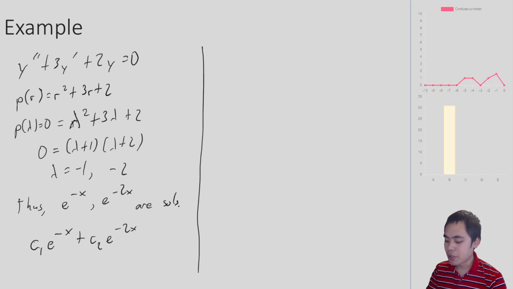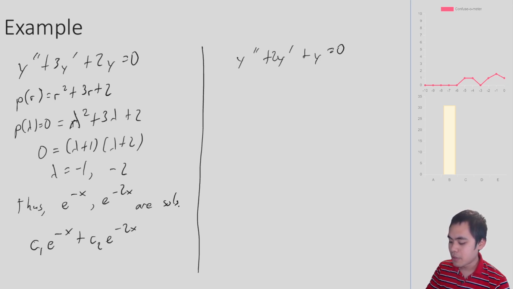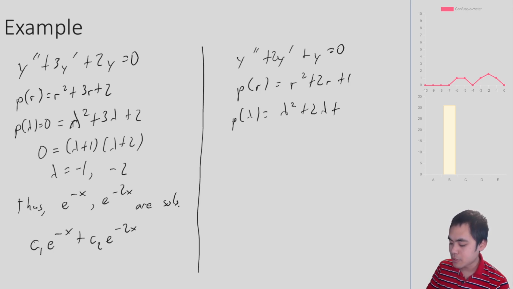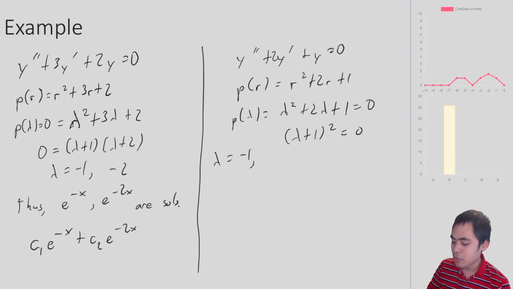Okay, let's do another one. Let's say we had y double prime plus 2y prime plus y is equal to 0. Well, then p of r is going to be equal to r squared plus 2r plus 1. So p of lambda is going to be equal to lambda squared plus 2 lambda plus 1 is equal to 0. And therefore, (lambda plus 1) squared is equal to 0. So lambda is equal to minus 1 with multiplicity 2.